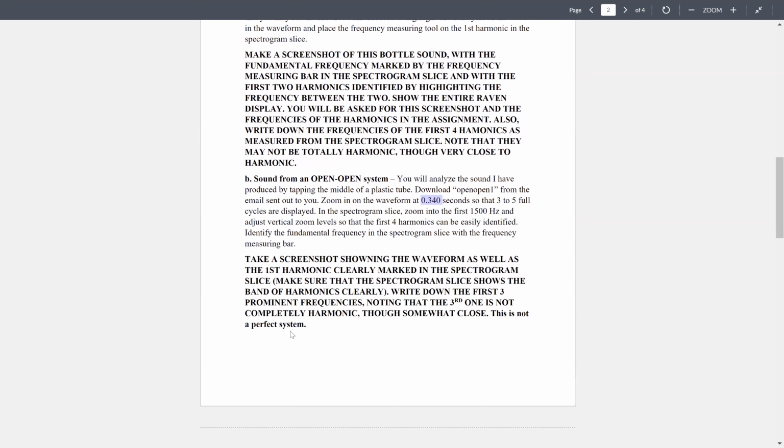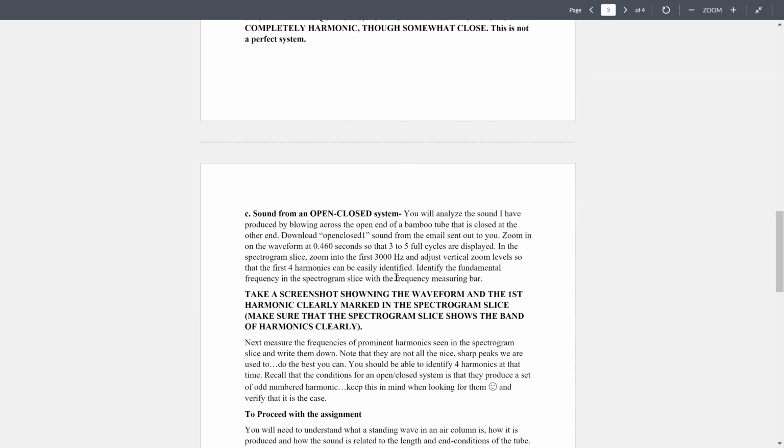Going to do the same thing. Ultimately, taking a screenshot, things marked. We've got a full wave cycle highlighted in the waveform, the first harmonic marked off in the spectrogram slice, and going through them. Going to do the same thing with the open-close system.